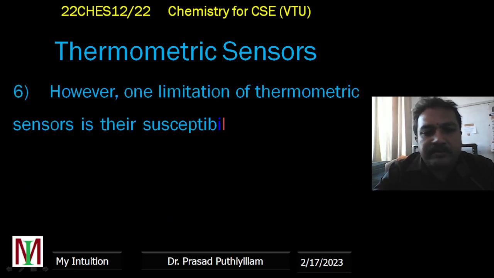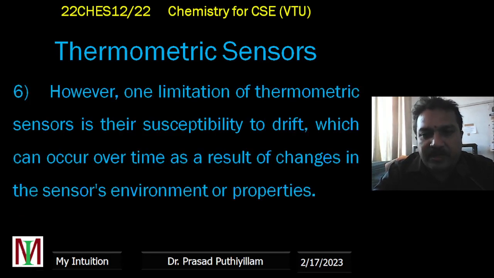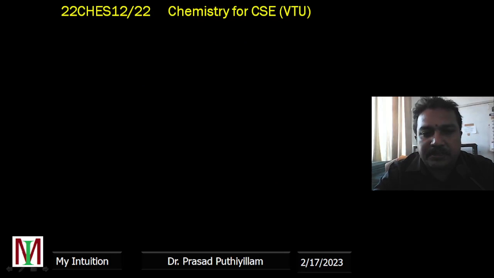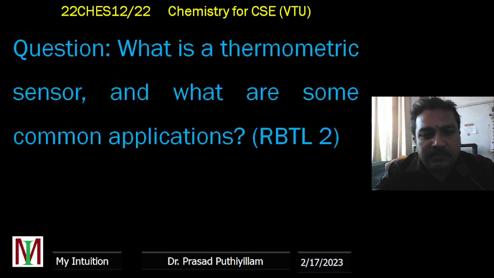However, one limitation of thermometric sensors is their susceptibility to drift. I'll explain drift in the coming slide. It is susceptible to drift. Drift means that after some time it will start failing or it loses its power. We call it drift, which can occur over time as a result of changes in the sensor's environment or properties.